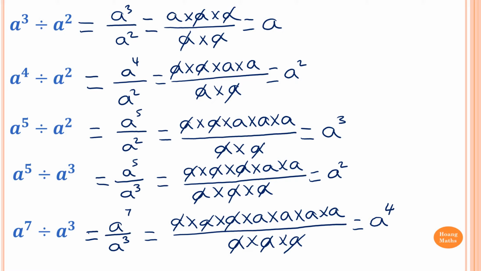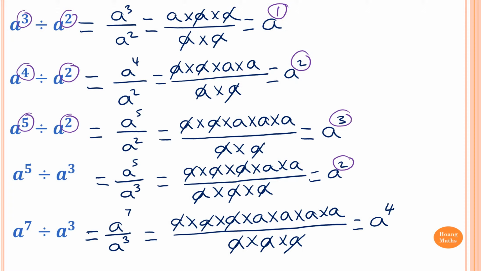So have a look at a to the power 3 divided by a squared. The answer is a, and a means a to the power 1. If you think about this pattern, a to the power 3 divided by a squared is equal to a to the power 1. And a to the power 4 divided by a to the power 2 gives me a to the power 2. And a to the power 5 divided by a squared, the answer is a to the power 3. And a power 5 divided by a power 3 is a squared. So the pattern is this.